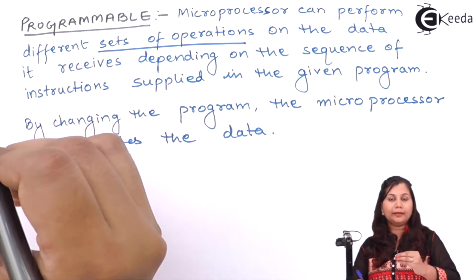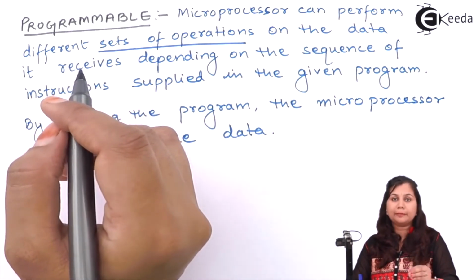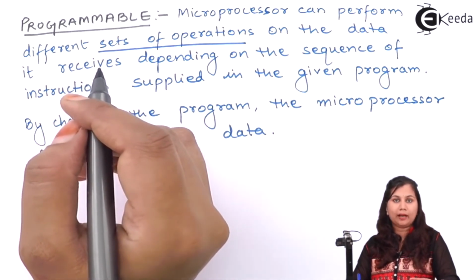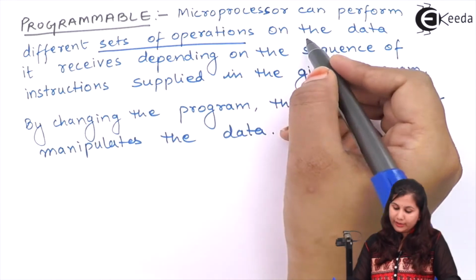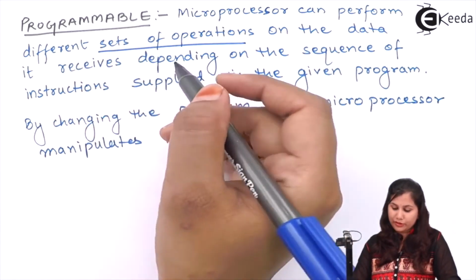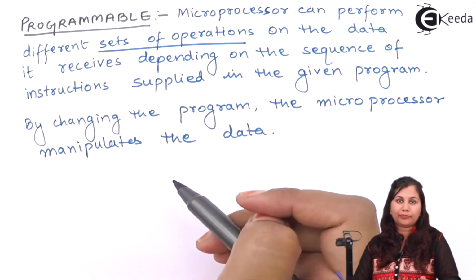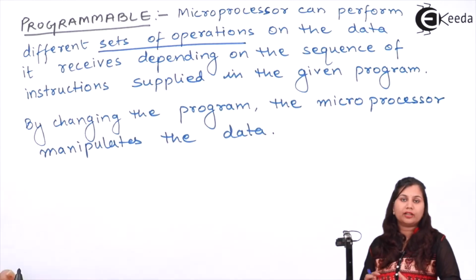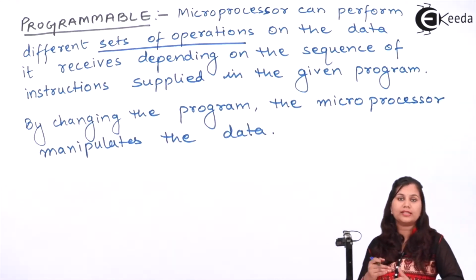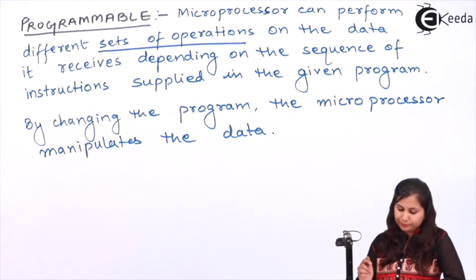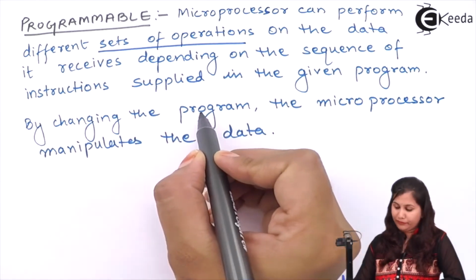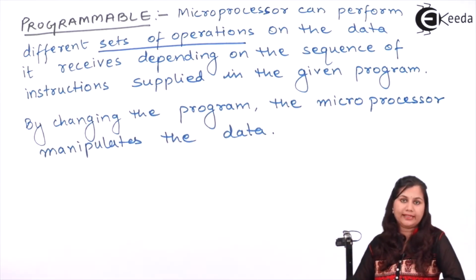We are giving an input to the microprocessor. This input is the binary data, that is, binary numbers 0 and 1. So it will perform all the operations on this data depending on the sequence of the instructions which are given in the program. In the program, we give a set of instructions to the microprocessor, and according to the sequence of the instructions, it will perform the operations one by one on the given data. Now, by changing the program, the microprocessor manipulates the data.